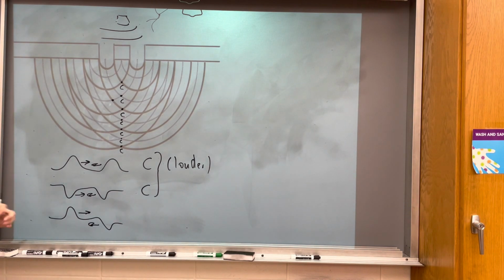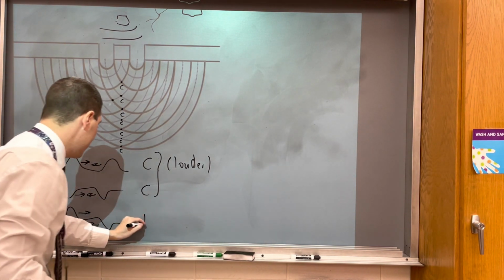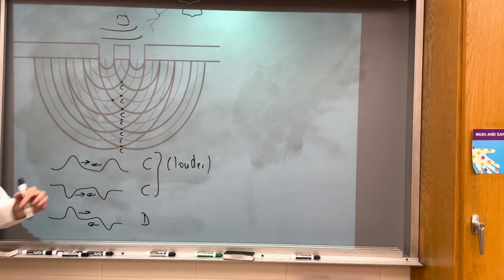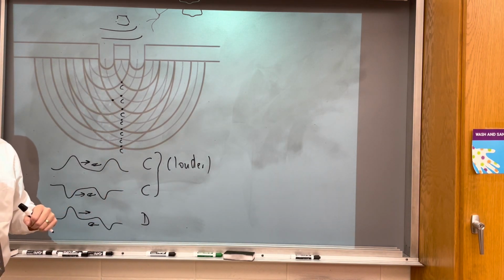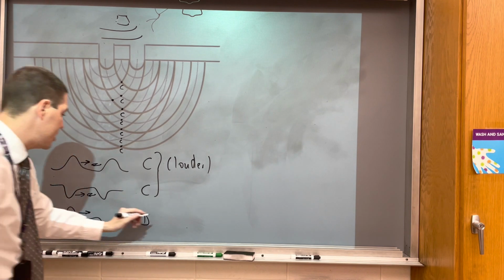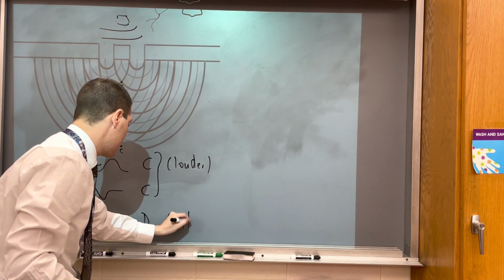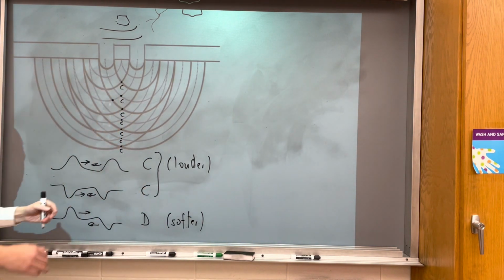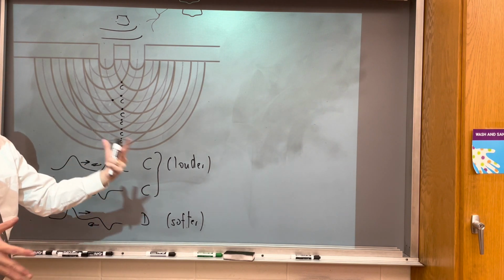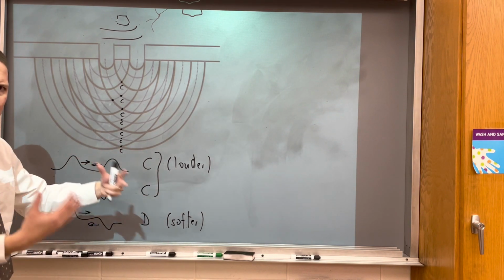What sort of interference do you get when a crest overlaps a trough? Well, that's going to be destructive interference. So what would be different about the sound there? It's going to be a smaller amplitude. It's going to be softer. They're either completely destroying each other or possibly partially destroying each other for a smaller amplitude.